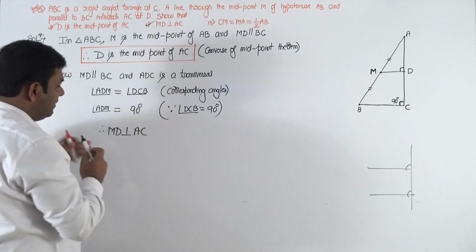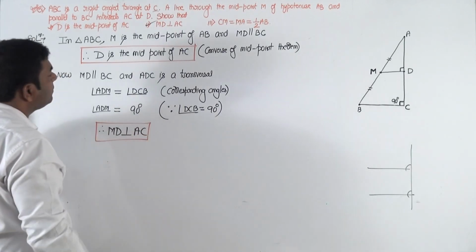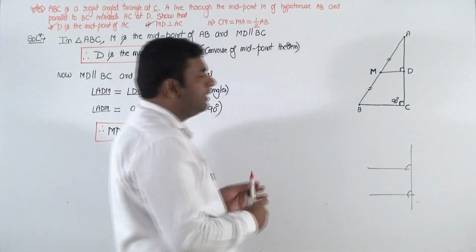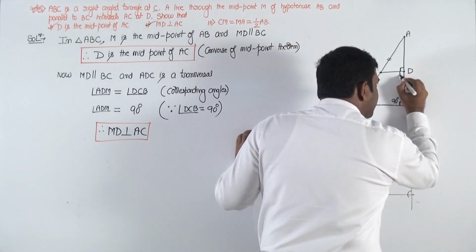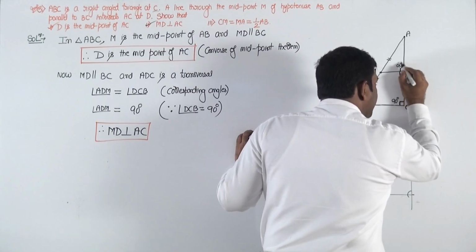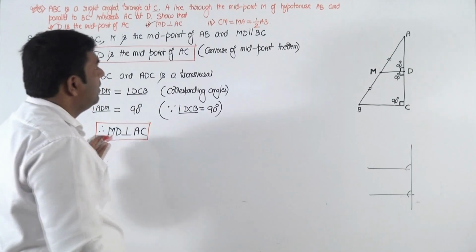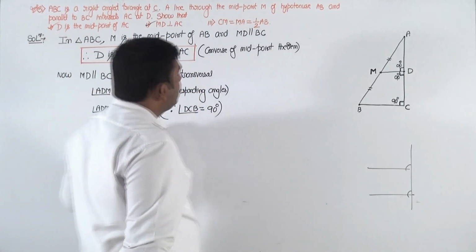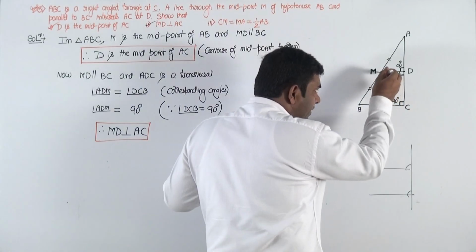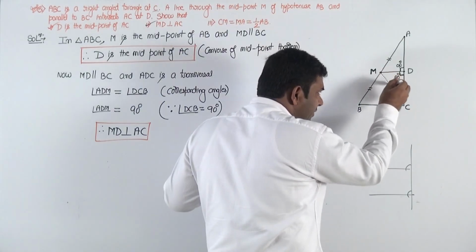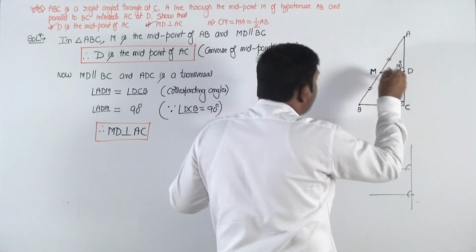Second bit is this, isn't it? Fine. If this is 90, then this angle will also be 90 degrees. This is 90 degrees, this is also 90 degrees, perpendicular. Now join CM. Now join this. We have to prove CM is equal to this M.